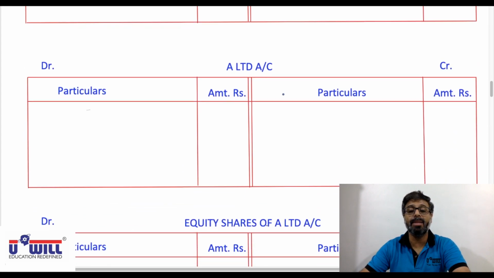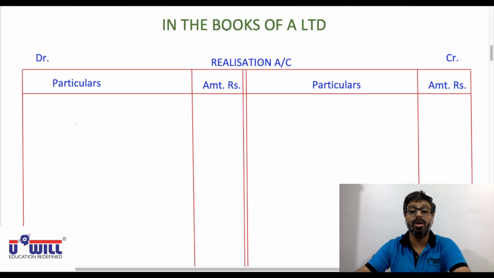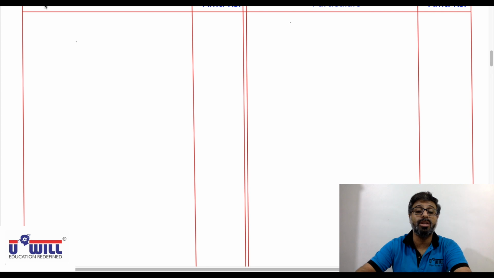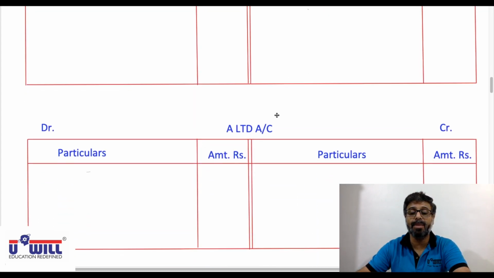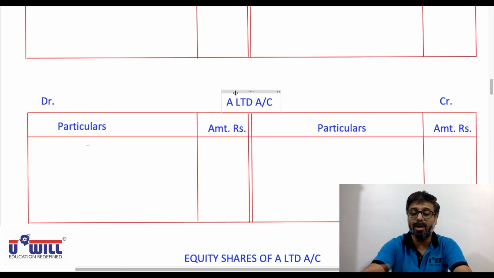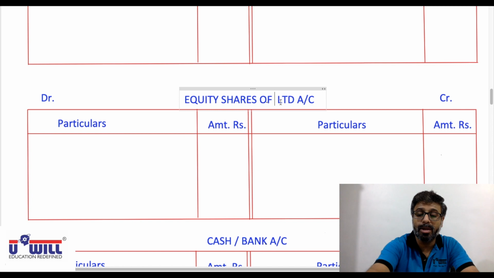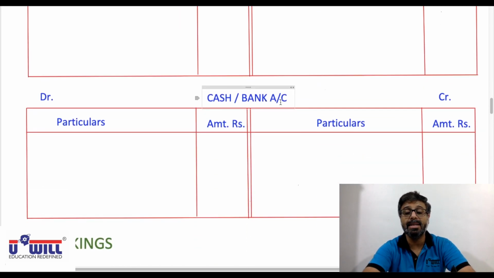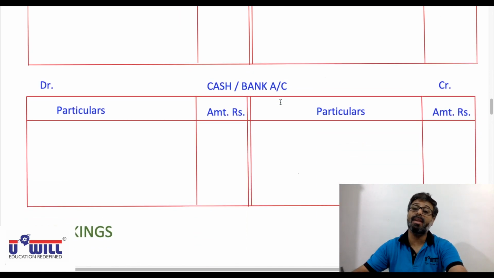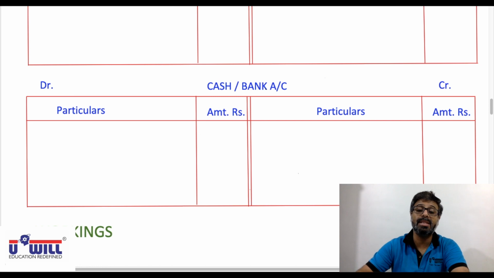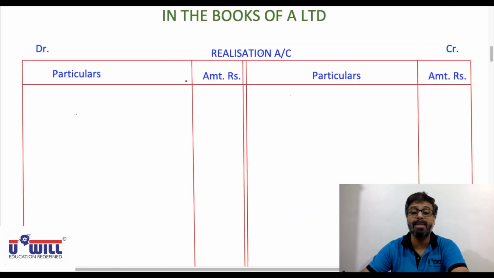B Limited company account. Now in this question, which is the transferee company? B Limited. So make the format of B Limited account, around 4 lines. Equity shares of B Limited account, around 4 to 5 lines. Cash and bank account, again we will have to make. The reason is the same as we discussed in the previous question.